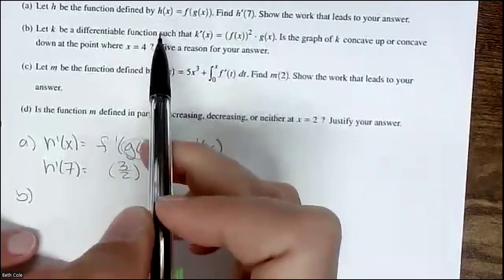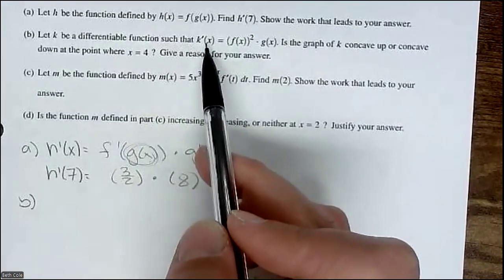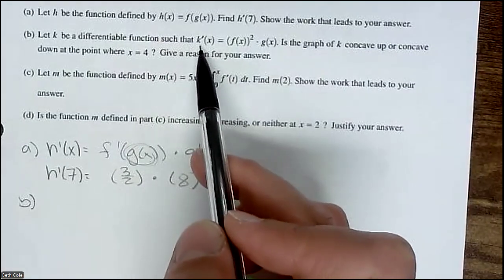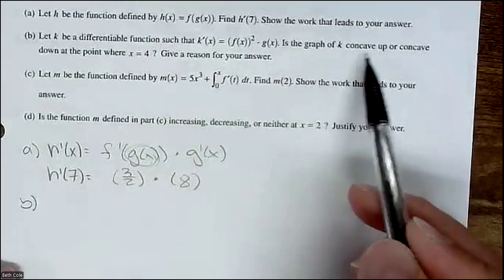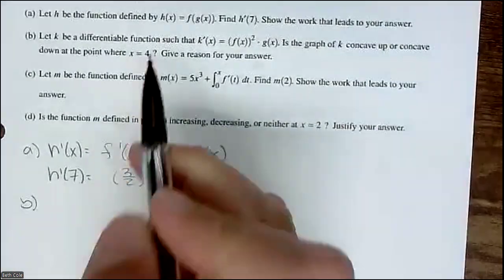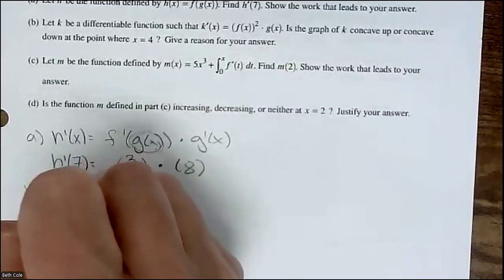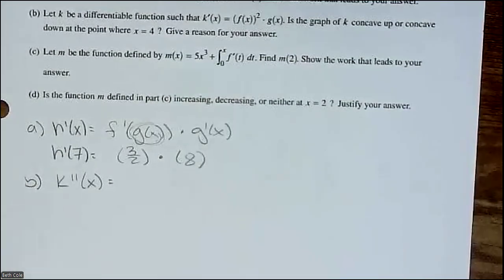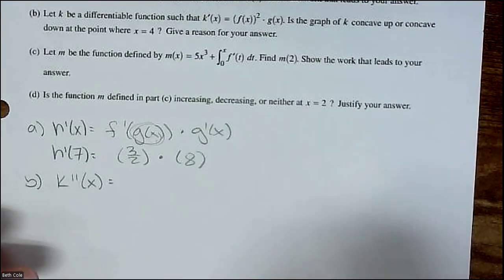All right, letter B. Let k be a differentiable function such that, now did they give you k? No, they gave you k prime. Now they ask about concavity. Concavity is which derivative? Okay, so they gave you the first derivative. We're going to do the derivative of that and get the second derivative. Positive means concave up, negative means concave down. 2 rules going on here.